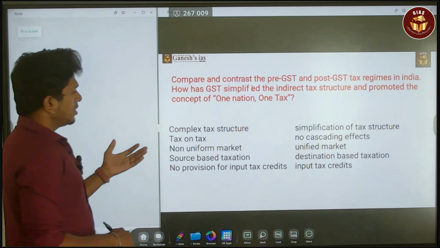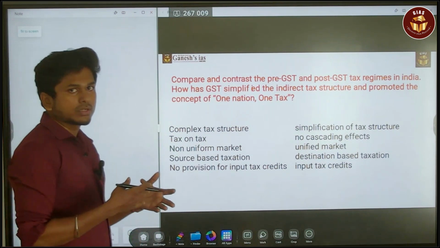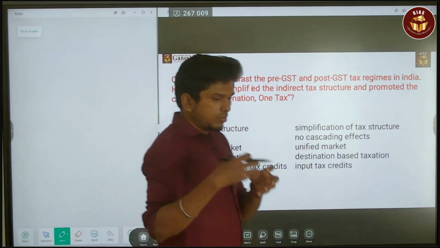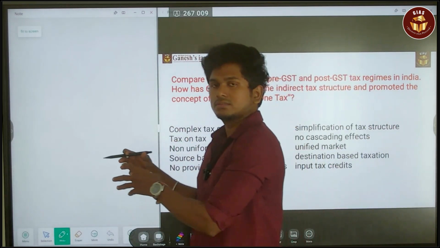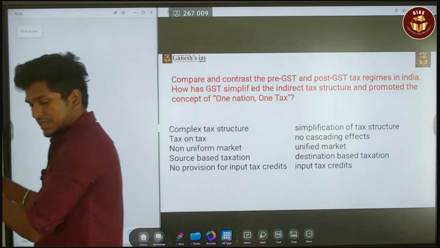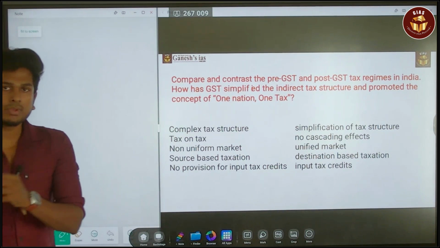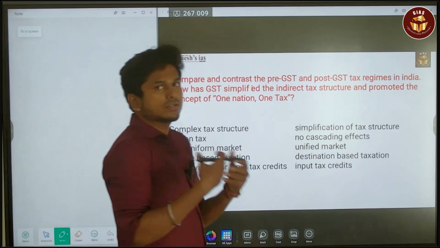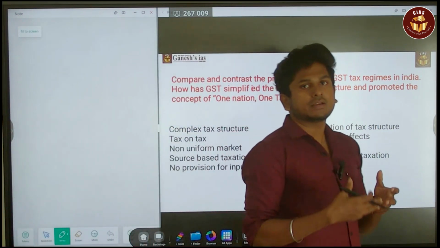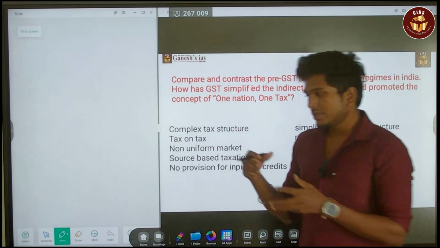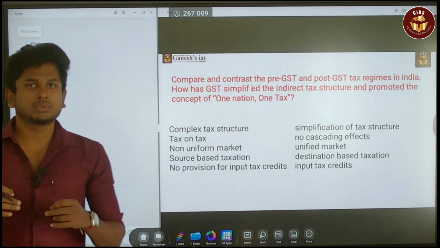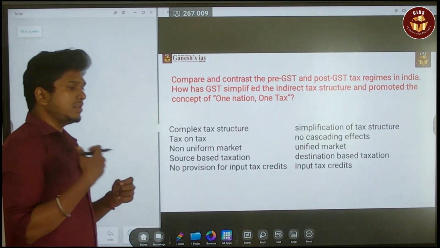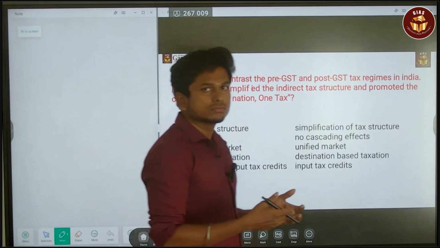Next, earlier it was a non-uniform market. Tamil Nadu had a certain tax structure, Maharashtra had a different tax structure, UP had different tax structures, because entertainment taxes vary based on the states. It is under the state list. After this GST, it created a uniform market. So the investors can invest wherever they want.